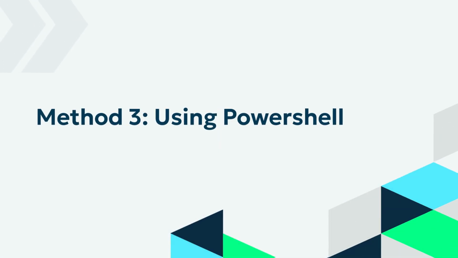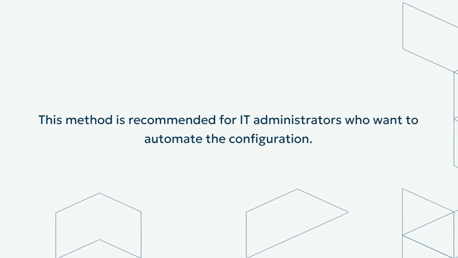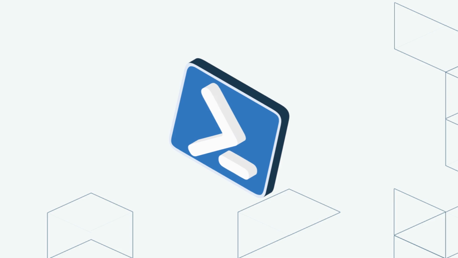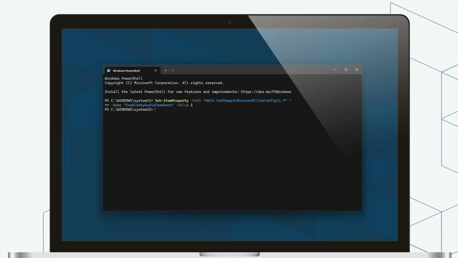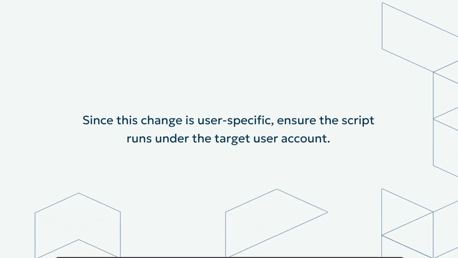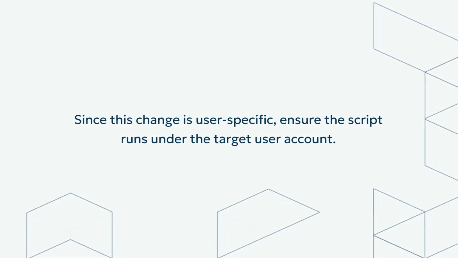Method 3: Using PowerShell. This method is recommended for IT administrators who want to automate the configuration. Open PowerShell and run these commands as needed. To enable typing sound, to disable typing sound. Since this change is user-specific, ensure the script runs under the target user account.